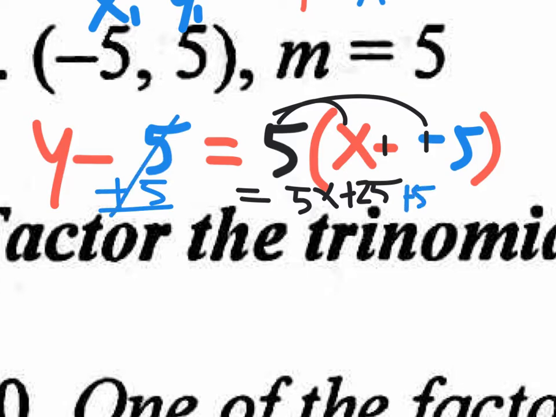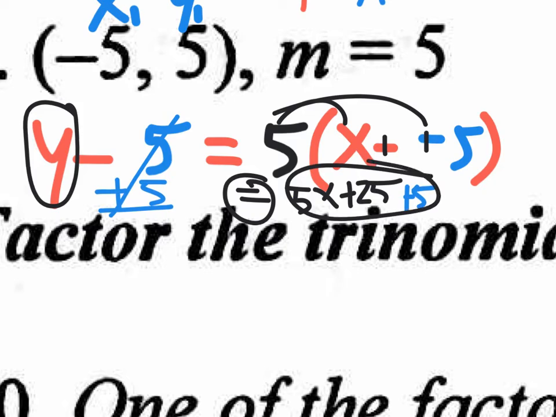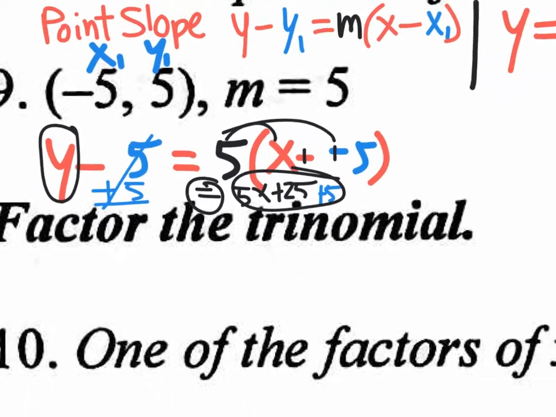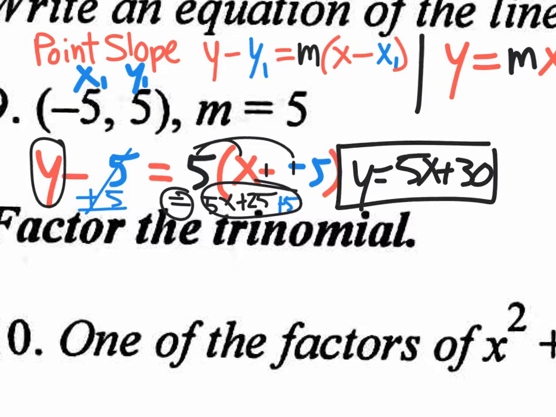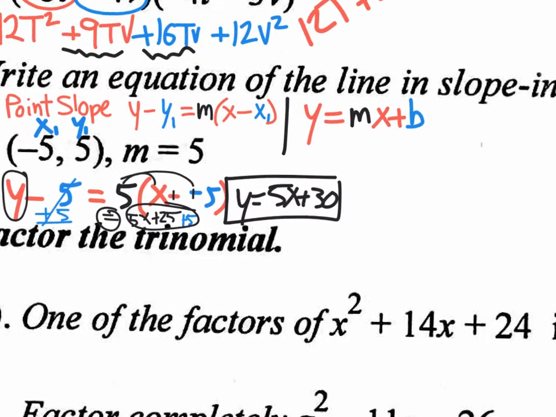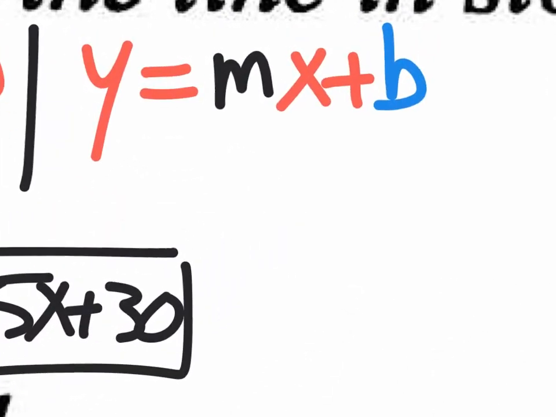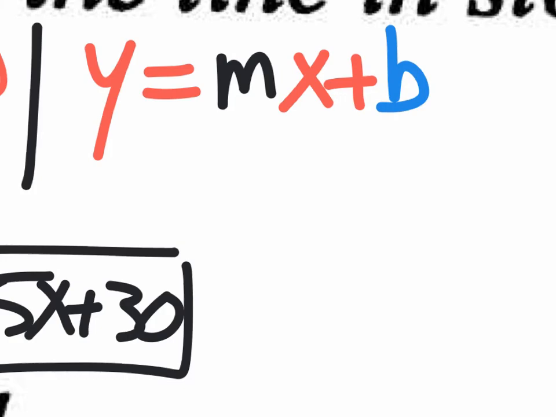So what would I have left? I would have left y equals 5x plus 30. All right, so that's my slope-intercept form equation. Y equals 5x plus 30. That's the way to do it with point-slope form and then manipulating your equation to make it look like slope-intercept form. Now, you didn't have to do that. You could have changed it to this just by using this.